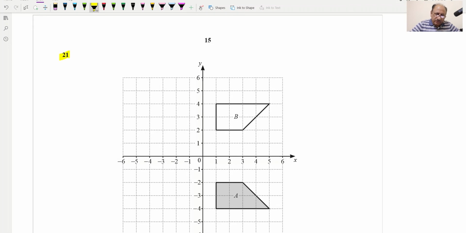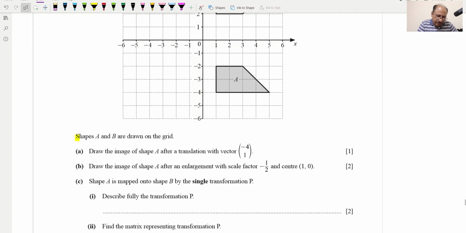This is a transformation question. Shapes A and B are drawn on the grid. A part, draw the image of shape A after a translation with vector -4 and 1. So -4 means we'll be moving 4 units to the left. So if we consider this point, we'll be moving 4 units to the left. So 1 2 3 4 units to the left will be at this location.